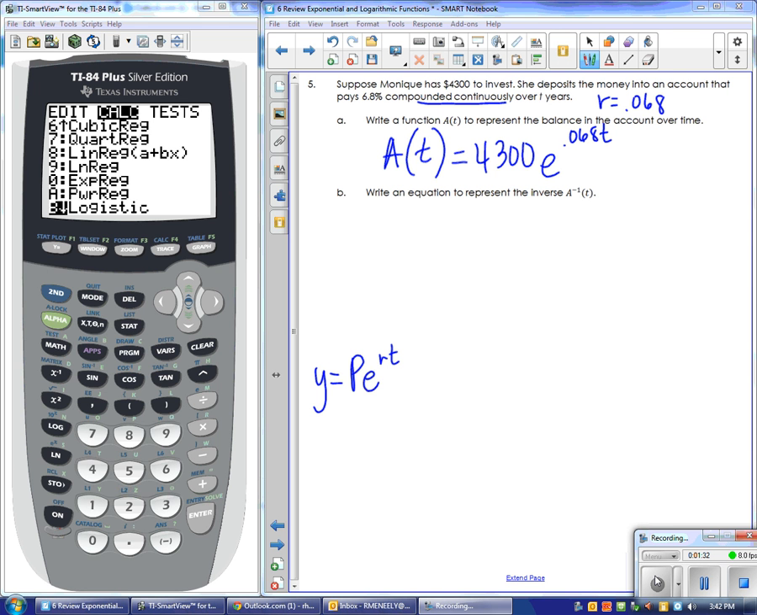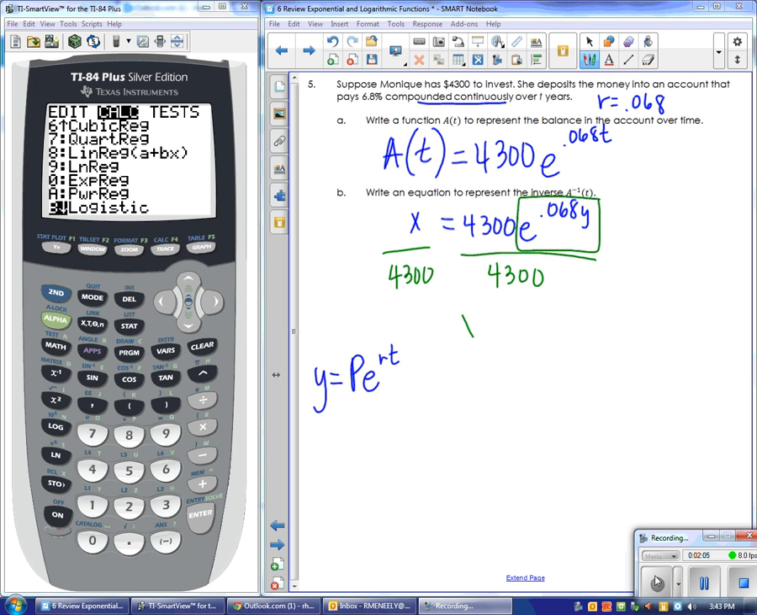So if I switch my variables, that means that this is going to be x equals 4,300 e to the 0.068 y. And the goal, of course, is to get y by itself. So what I'm going to first do is circle the quantity that I need to isolate first. I want to isolate the quantity that involves y, and that is going to include the base e, but not the 4,300, which, to get rid of it, since I'm dealing with multiplication, I'm going to want to divide both sides by 4,300.